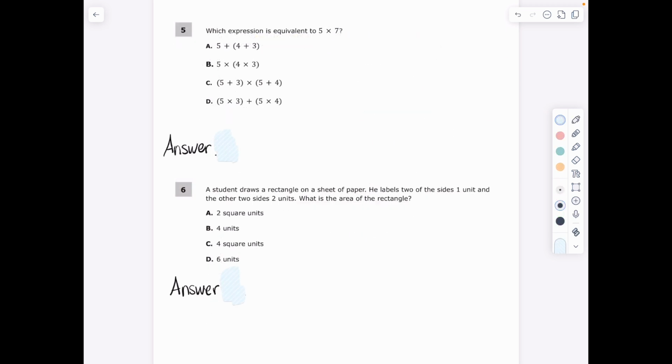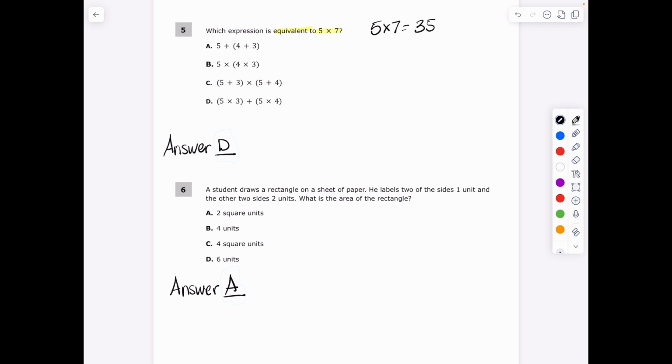Okay, let's look at the answers for 5 and 6. For 5, you have D, and for 6, you have A. Let's start going over them. In 5, we want to know which expression is equivalent to 5 times 7. So I know that 5 times 7 is 35.